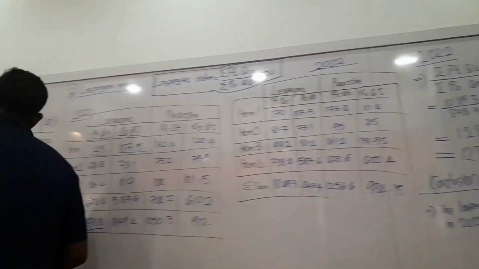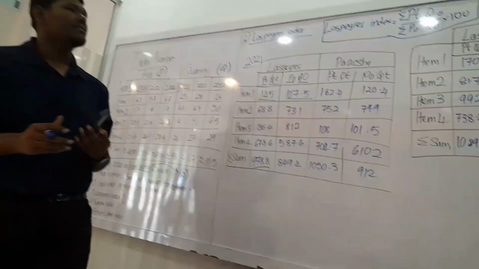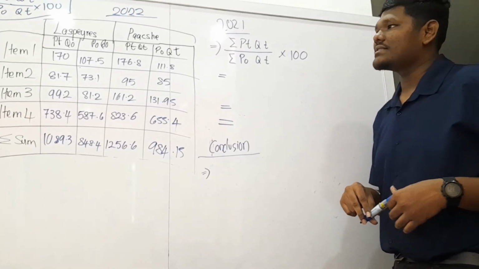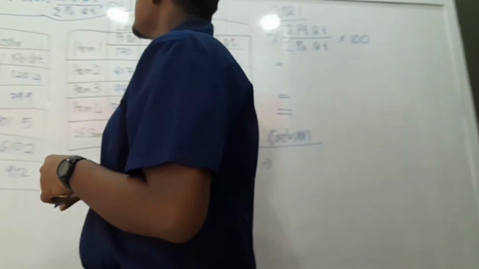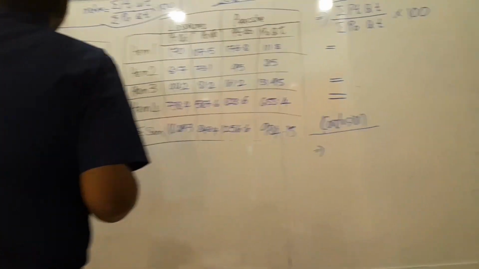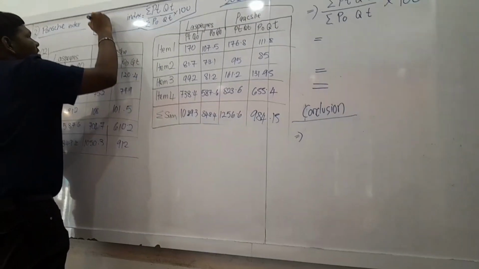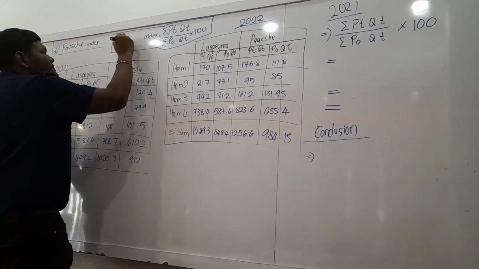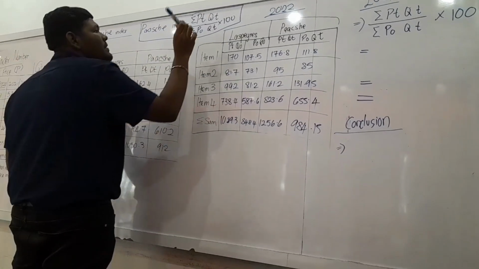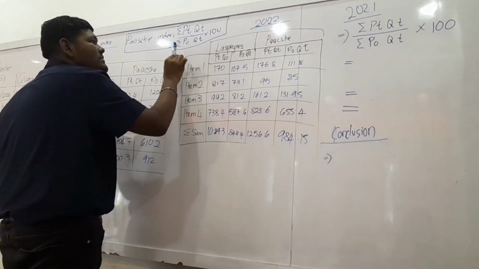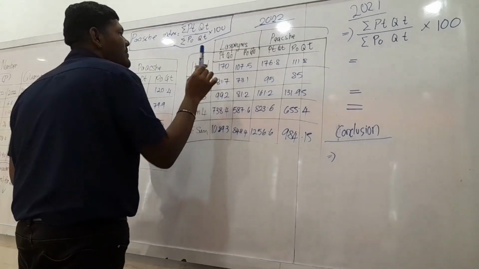And now we are moving to the fourth question, which is Paasche. The fourth question is the Paasche index. For the Paasche index, this is the formula, which means sum of PnQn over sum of P0Qn times 100.